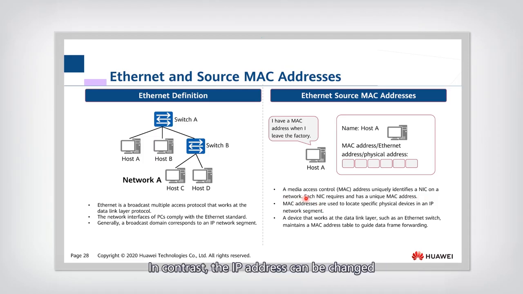In contrast, the IP address can be changed. Okay, in which network the IP address can be changed to the IP of this network. So you can think of the MAC address as your ID number, and the IP address to be your postal address or postal number. And a device that works at the data link layer will be the switch.